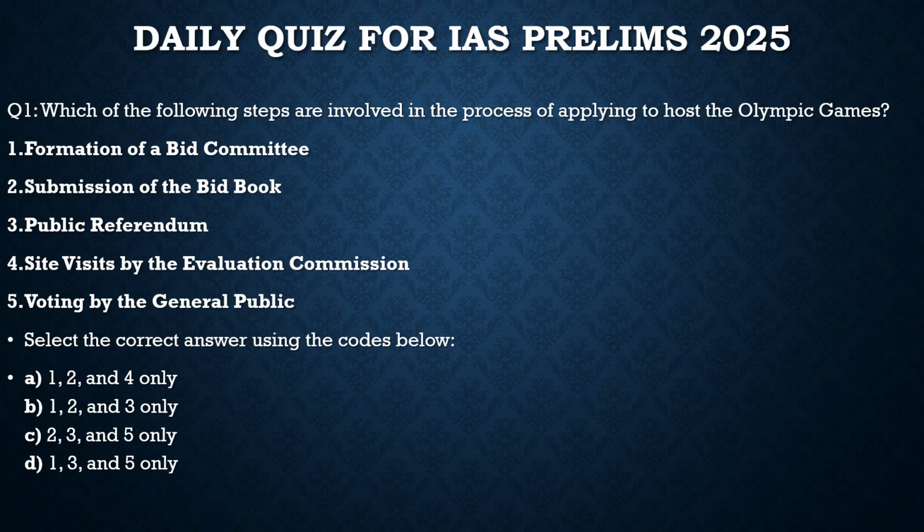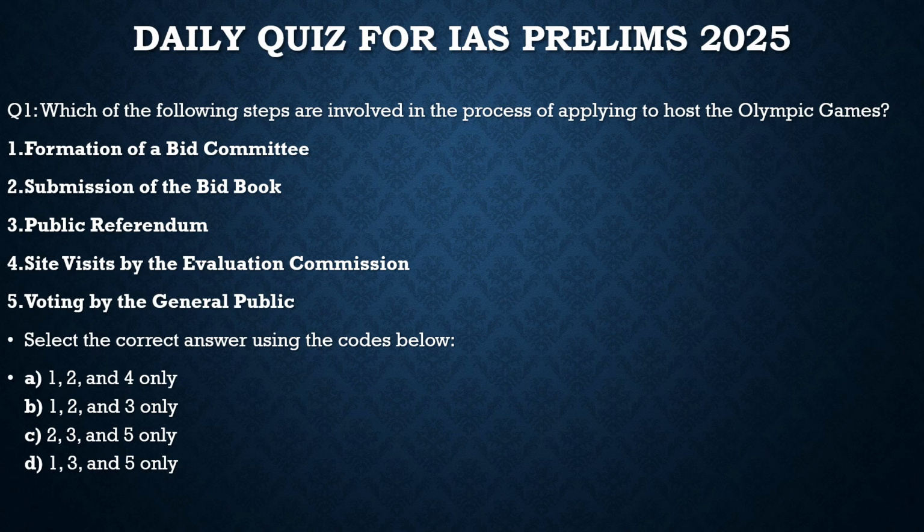Third, public referendum, no, it is not needed. Fourth, state visit by the evaluation commission, this is needed. And fifth, voting by the general public, no, it is not needed. So for this, the correct answer would be option 1, option 2, and option 4. And from the code given below, the correct option would be option A. This is how you apply.